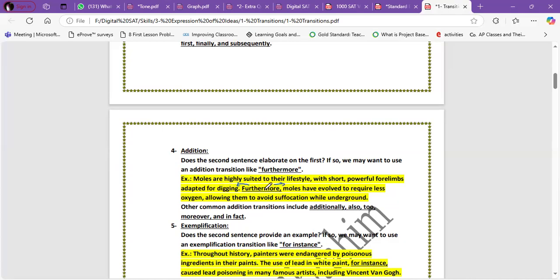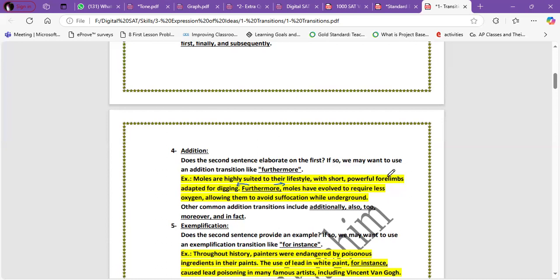Moles are highly suited to their lifestyle with short, powerful forelimbs adapted for digging. Allah subhanahu wa ta'ala created the moles with short, powerful forelimbs to dig. After that, he said, moles have evolved to require less oxygen, allowing them to avoid suffocation while underground. They are going to dig and go underground. So like that, Allah gives them another characteristic, not only the forelimbs, but also that they require less oxygen. So because of that, it adds information, not agreement.